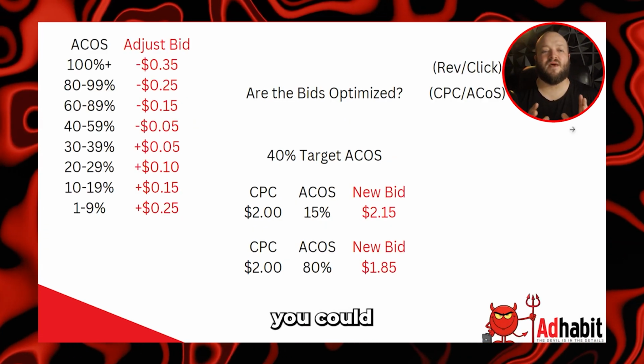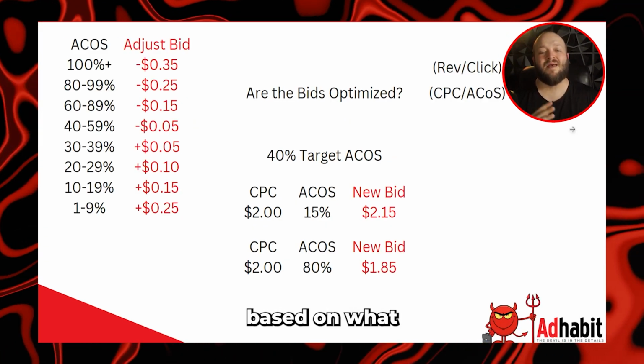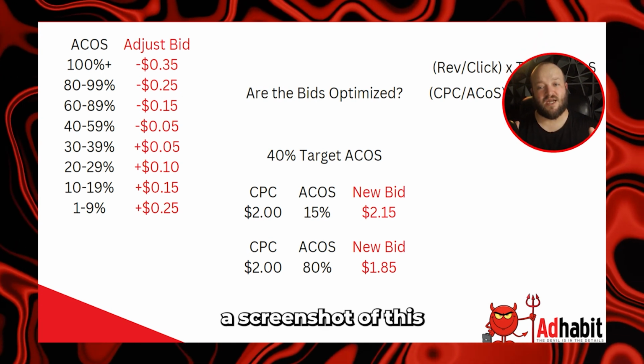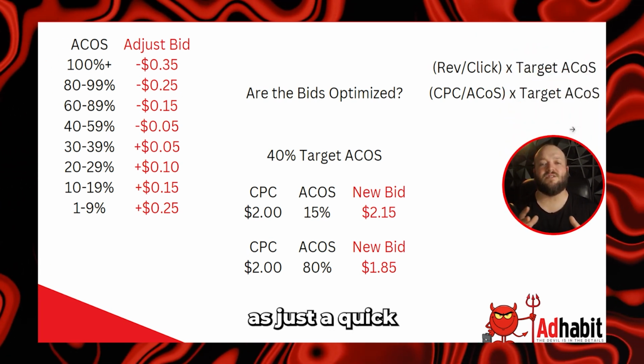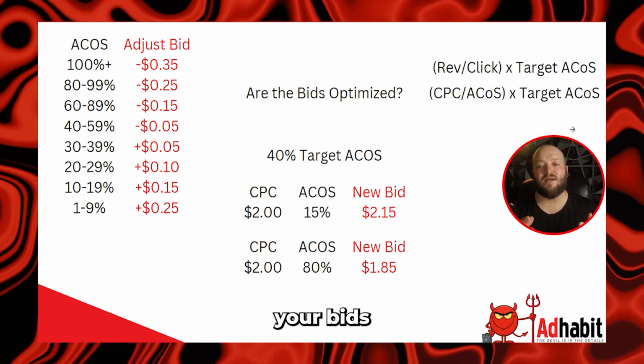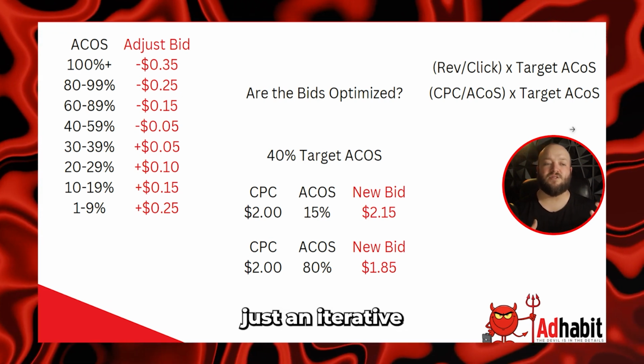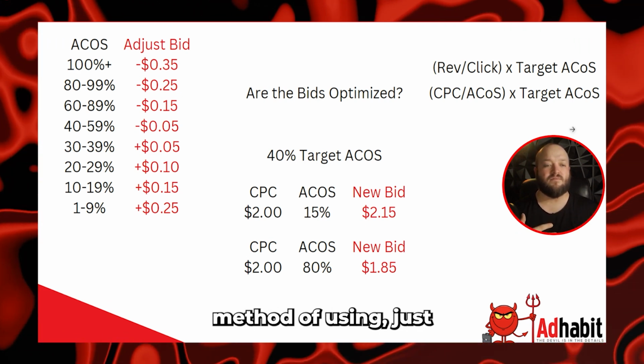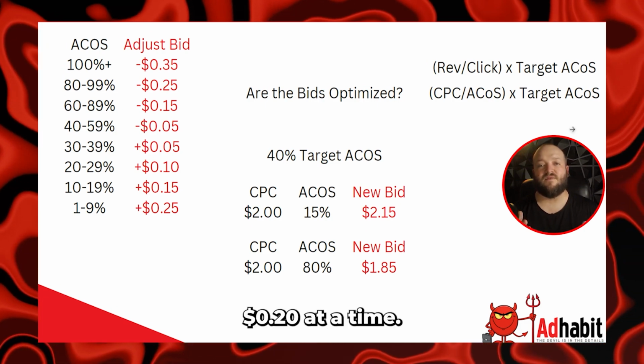So with the iterative method, you could raise or lower just a little bit at a time based on what your target ACoS is. You can take a screenshot of this and kind of use this as just a quick little guide on how to optimize your bids based on a formula or based on just an iterative method of increasing it 10, 15, 20 cents at a time.